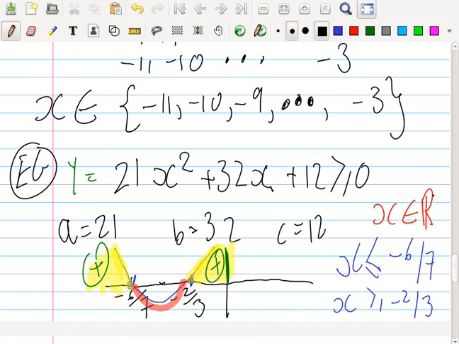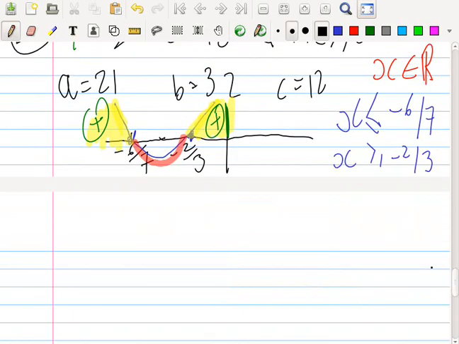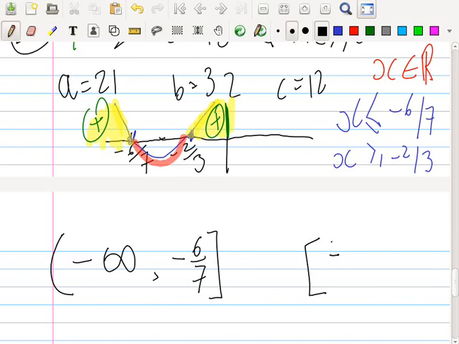Oh, I'll definitely do another one, don't worry. But I'm not quite finished yet, because these are my answers, but I need to write them as sets. So my first piece, where does it start? What's the beginning out here? Yeah, minus infinity. And where does it stop? Minus 6 over 7. Closed or open? Here. Closed. And here? Open, very good. And then what about this one? Closed. Minus 2 over 3 to infinity.